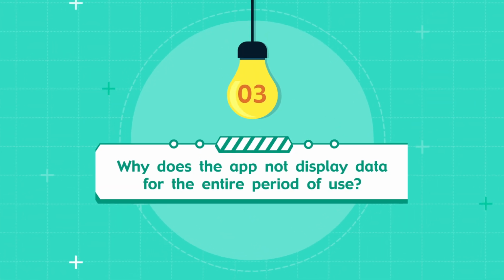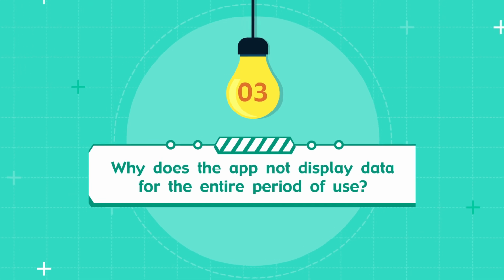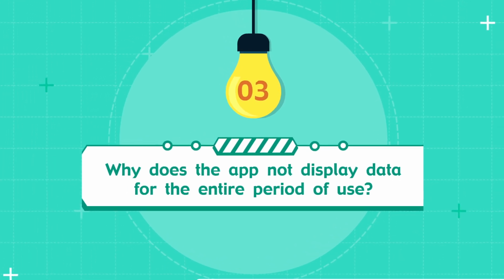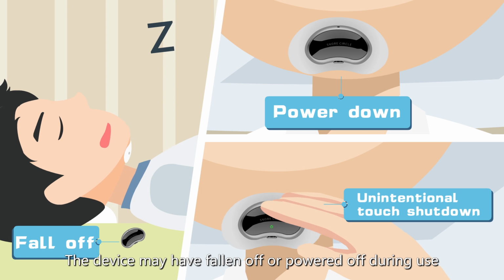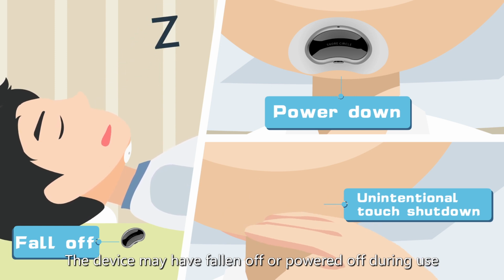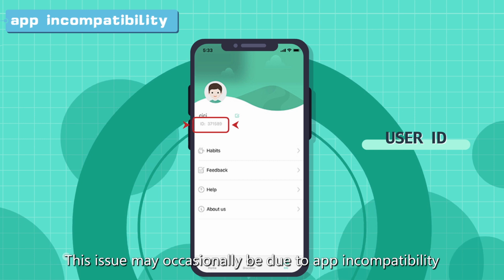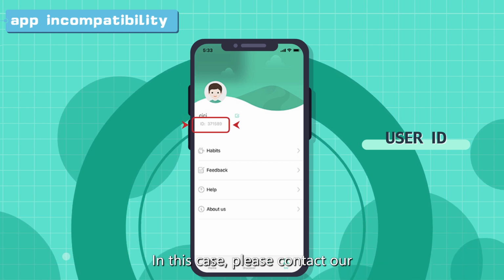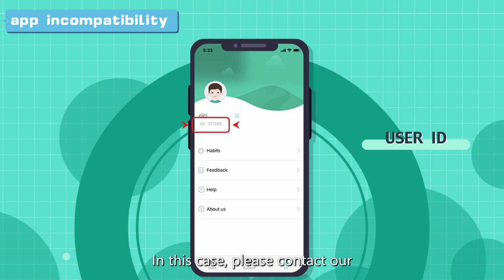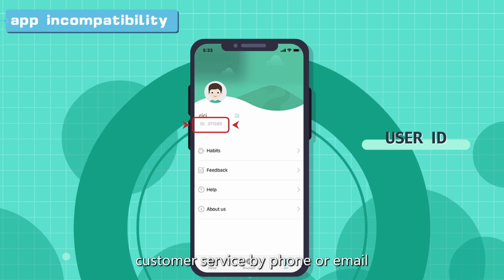Third, why does the app not display data for the entire period of use? The device may have fallen off or powered off during use. This issue may occasionally be due to app incompatibility. In this case, please contact our customer service by phone or email.